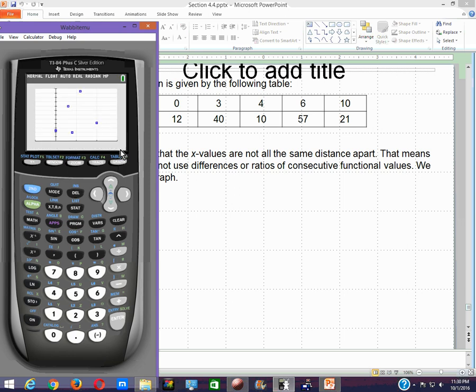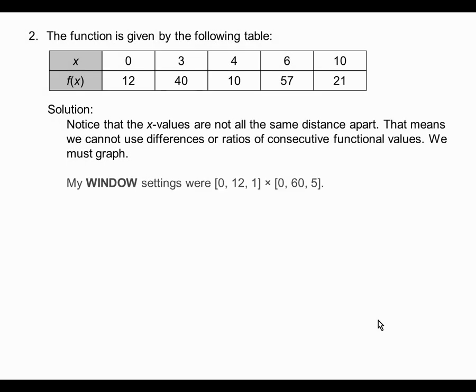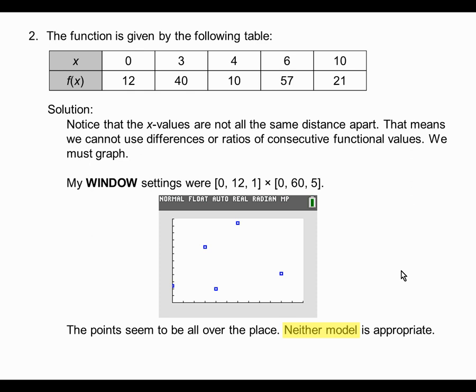Wow, they're just all over the place. They're really scattered. So it's definitely not a line, and it doesn't appear to be making the shape of an exponential. So it's neither. Yeah, they're just all over the place. So neither model is appropriate. Though remember, you could still use either model you wanted. It's just that it would not be very good at all.